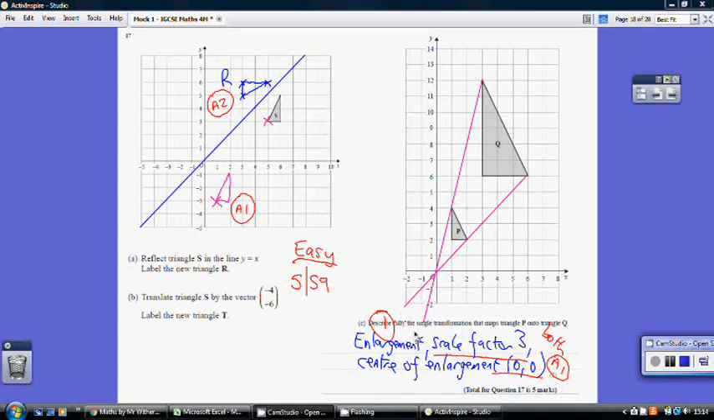Now I've got to describe fully the single transformation that maps triangle P onto triangle Q. Now I've never seen one of these before where there was only 2 marks going for it. Normally these are 3 markers. Anyway, 3 points we need to make. We need to make the point that it's an enlargement, and then that it's a scale factor 3. Each side is becoming 3 times longer. For example, the base has gone from a length of 1 to a base of 3. But the third point you have to make, the centre of enlargement is 0, 0.